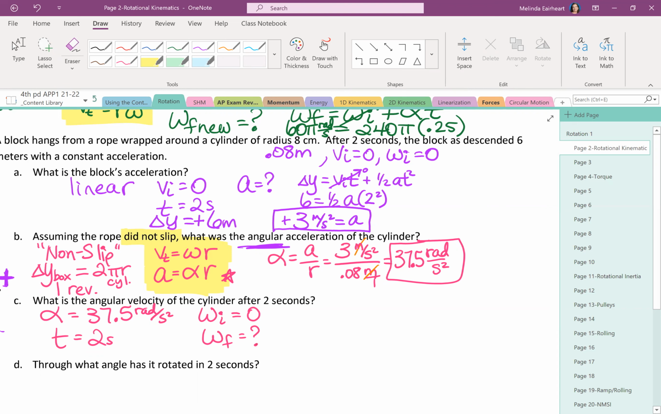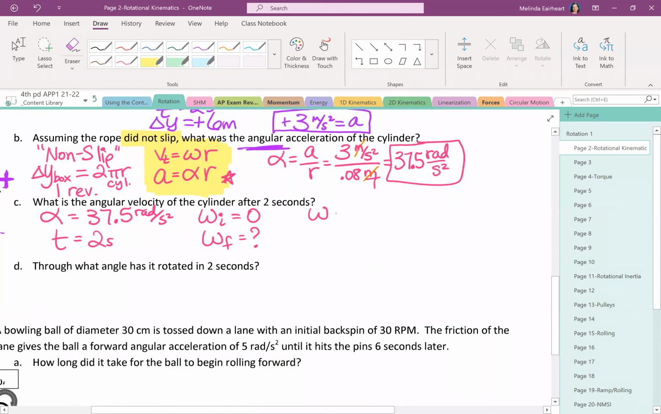You can turn back to page 1 where we put all 3, or you can look on your formula chart. There's 2 of them there. Notice we don't know angular displacement, so we've got to pick the one that doesn't have angular displacement, delta theta. The first one, yes. And so omega F equals omega I plus alpha T. Omega I is 0. And this one's nice since it's already solved for.